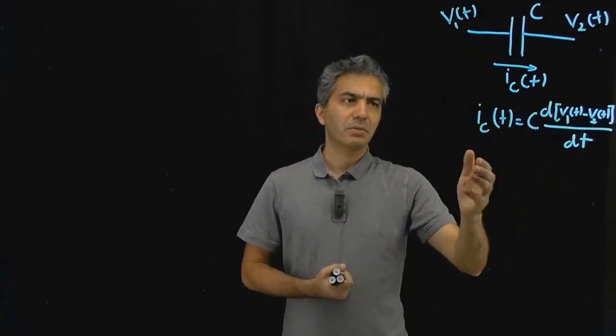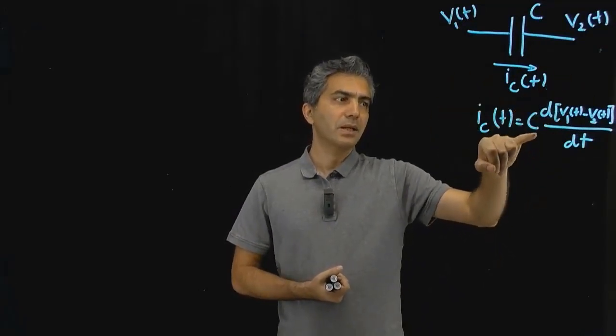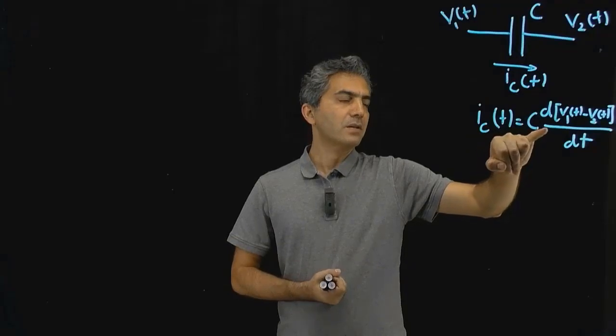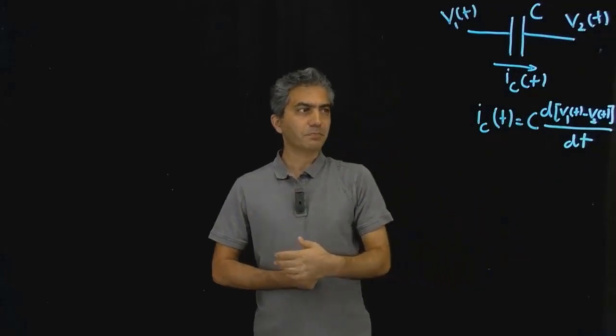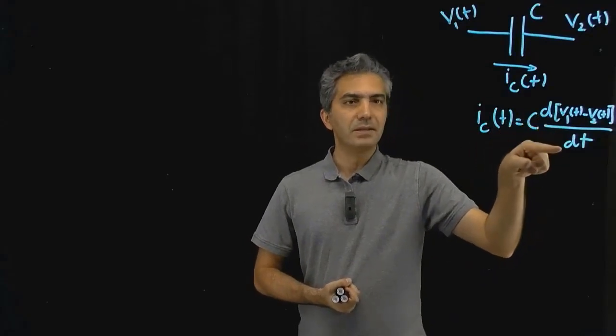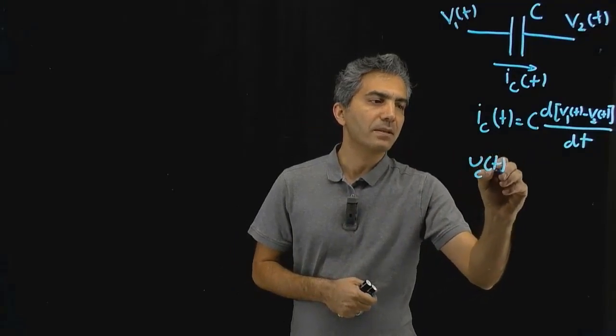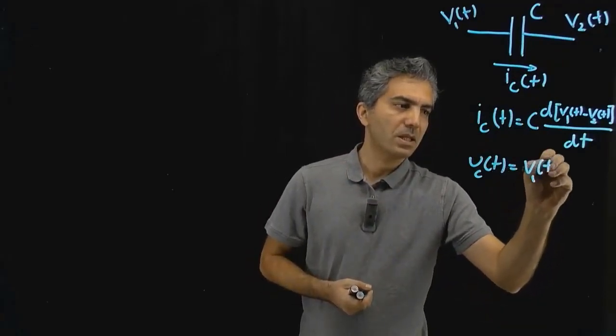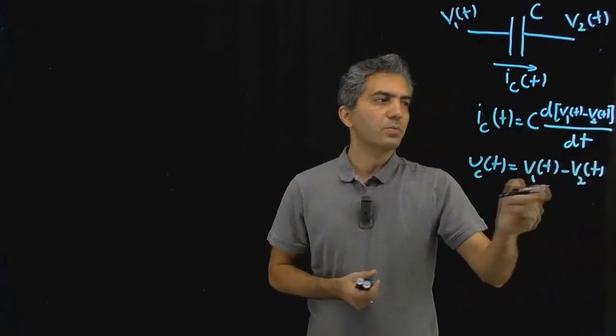And we figured that the relationship goes like this. The current passing through the capacitor is a constant, which by definition is the capacitance value in units of farads, times the derivative of the voltage across the capacitor with respect to time. Again, in some books it says C dV/dt. This is the same thing, just V(t) or Vc(t) for that matter. If you define Vc(t), the voltage of the capacitor, as V1(t) minus V2(t), this would be the same equation.